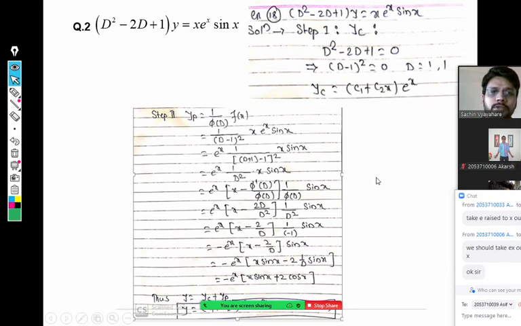So here is a solution. You will observe 1 upon phi D of f(x) is x. First of all, e raised to x into v is treated. e raised to x is written outside here. And we replace D by D plus 1. As we replace D by D plus 1, the minus 1 gets cancelled, it's just left 1 upon D square. Now there are two ways.